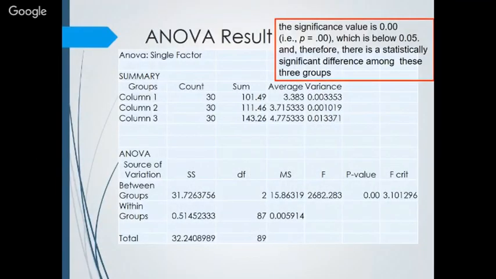So what was our alpha level? 0.05 was our alpha level. So the P value is less than the alpha level. That indicates we will reject the null hypothesis. So we can say that there is a significant difference between the 3 groups.